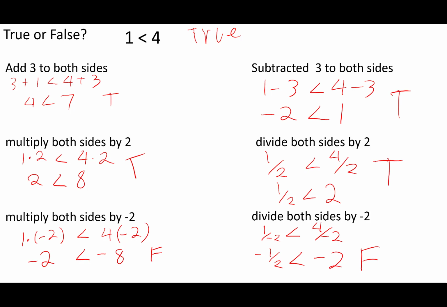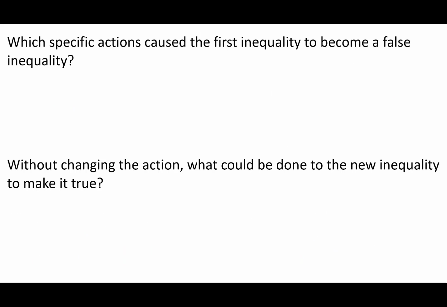All right, so why did these last two become false, but none of the others? What was the commonality? We divided or multiplied by a negative. So the specific action that made the inequality become false was that we multiplied or divided by a negative number.